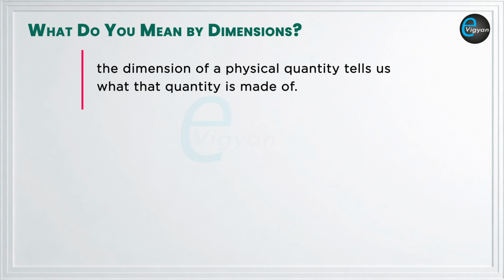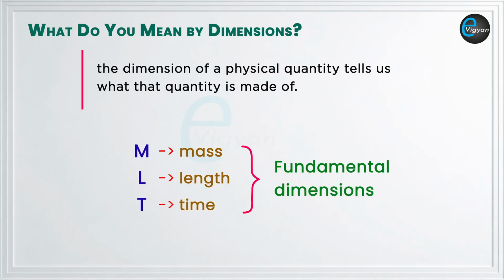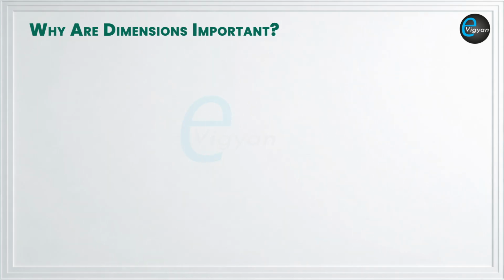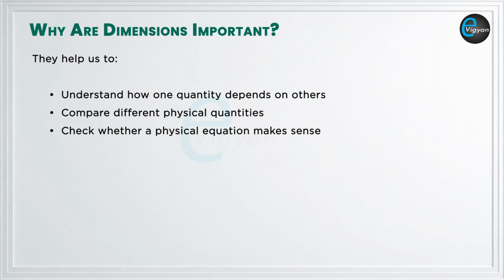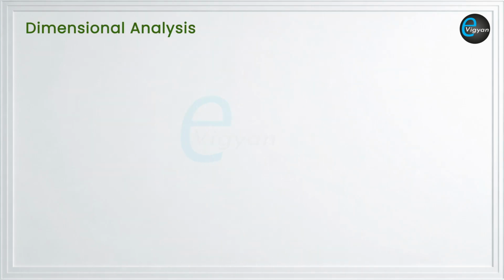In mechanics, almost every physical quantity can be expressed using just three basic dimensions: M for mass, L for length, and T for time. These are called fundamental dimensions. Using combinations of M, L, and T, we can describe most physical quantities in basic physics. Why are dimensions important? Dimensions help us look inside a physical quantity. They help us to understand how one quantity depends on others, compare different physical quantities, and check whether a physical equation makes sense. This method is called dimensional analysis.